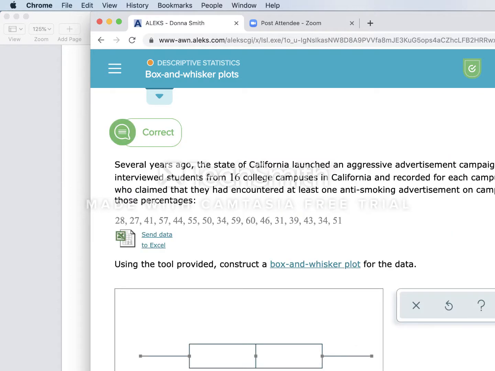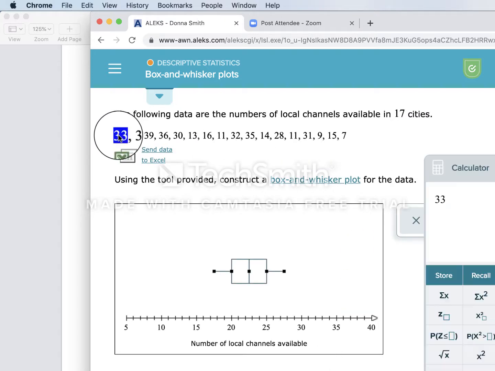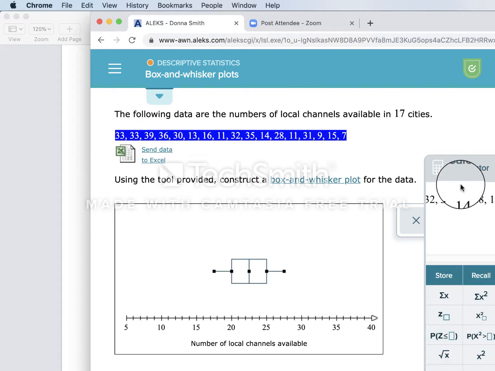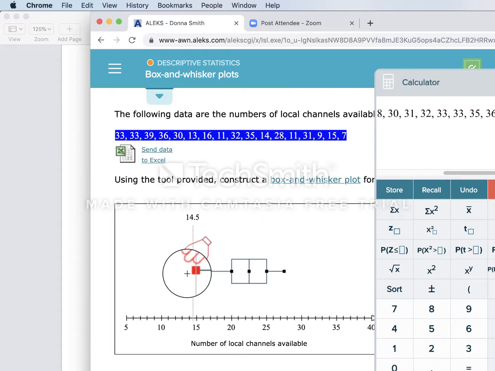Let's do one more. So we're going to sort the data values. They populate the ALEKS calculator. We see that our min is 7, so I'll pull this to 7. Our max is 39, so I'll pull this to 39.